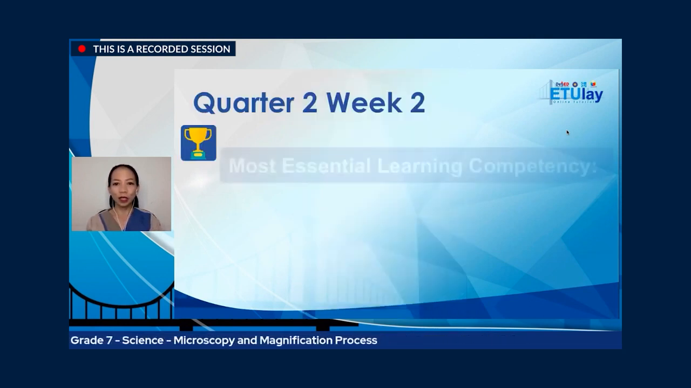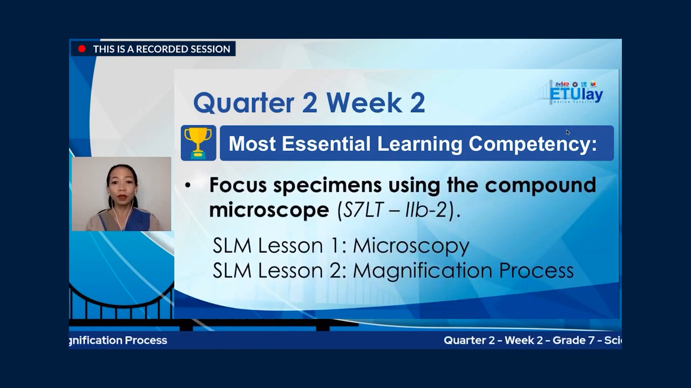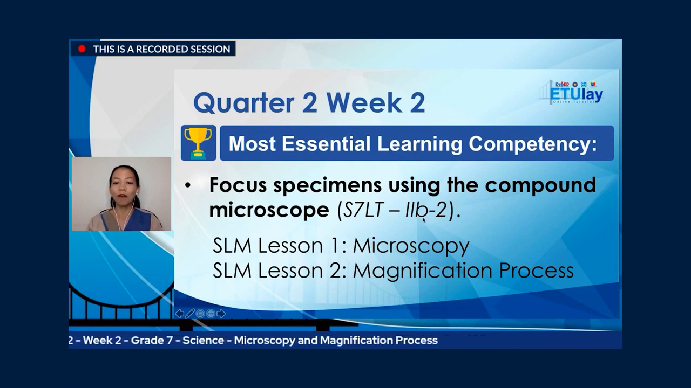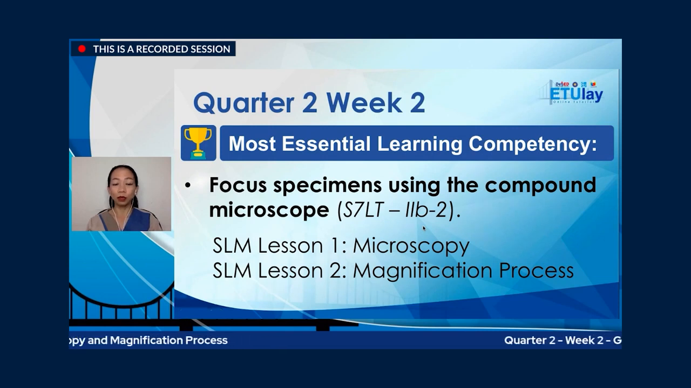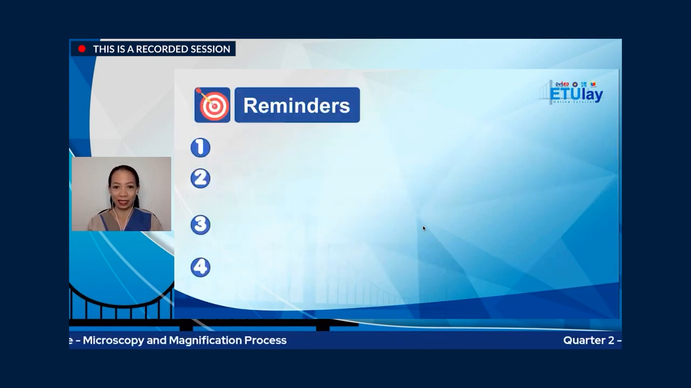Our most essential learning competency for this week is for you learners to focus specimens using the compound microscope with the code 7S7LT, Living Things in the Environment, for Quarter 2, Week 2. The SLM is divided into two lessons. Lesson 1 is on microscopy, and Lesson 2 is on magnification process. Today, we will learn on these two lessons and how you can apply this as you learn science.